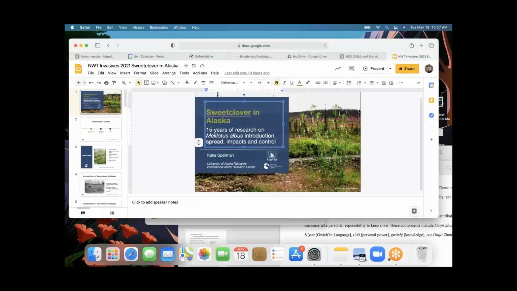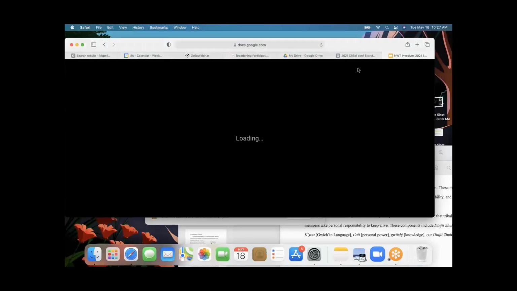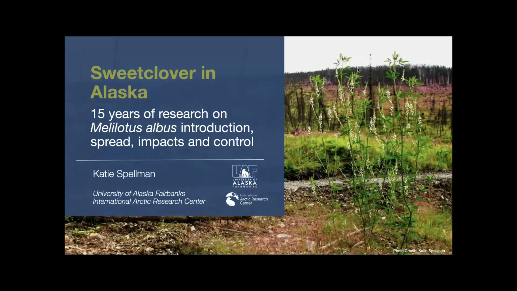So I'd like to introduce our second speaker, Dr. Katie Spellman. Dr. Katie Spellman is a research assistant professor at University of Alaska Fairbanks. Her presentation will highlight 15 years of research conducted in boreal and Arctic Alaska on the vulnerability of different habitats, vectors of spread, and ecological impacts and control of introduced sweet clover. So with that, I'll hand it over. You can go ahead, Katie.